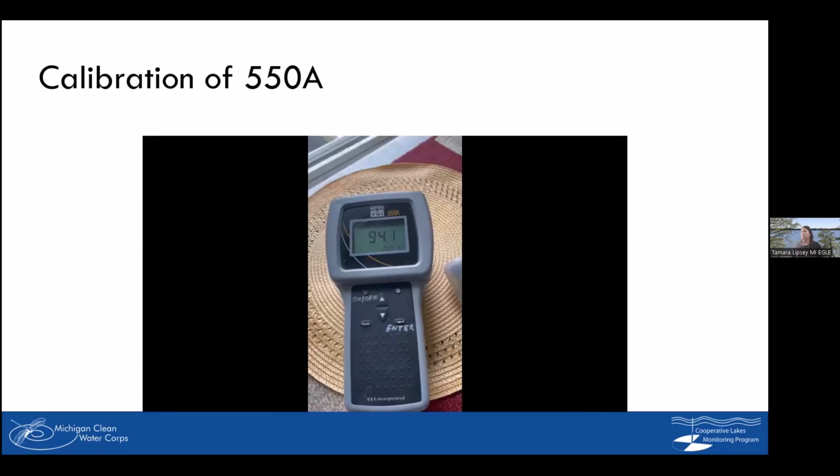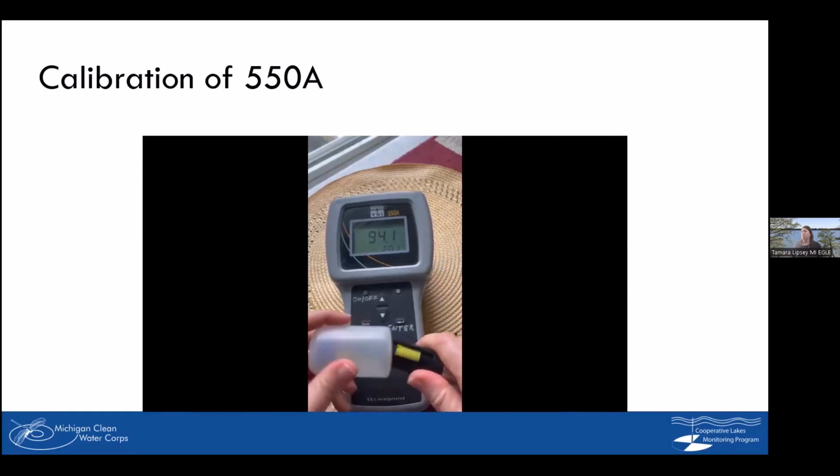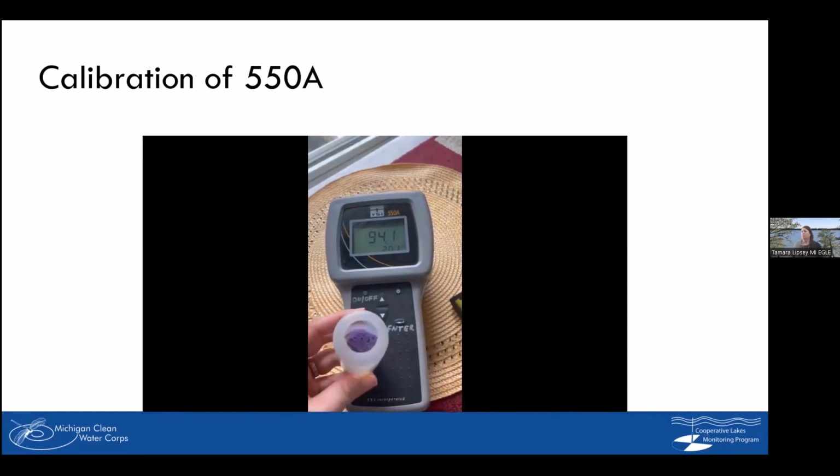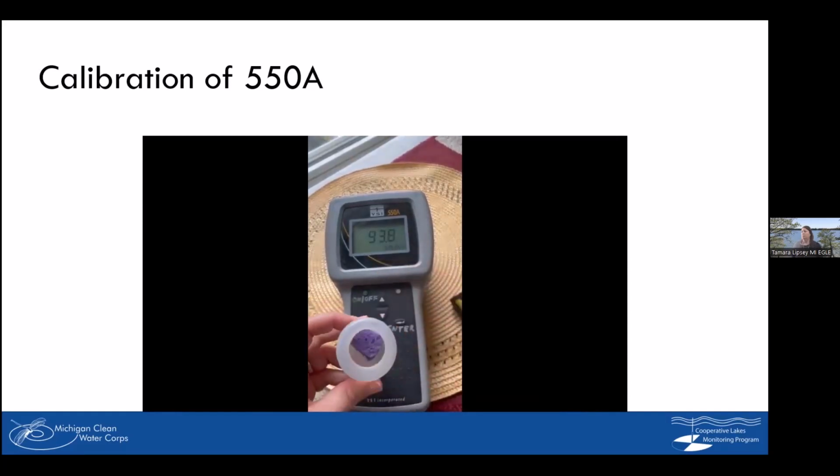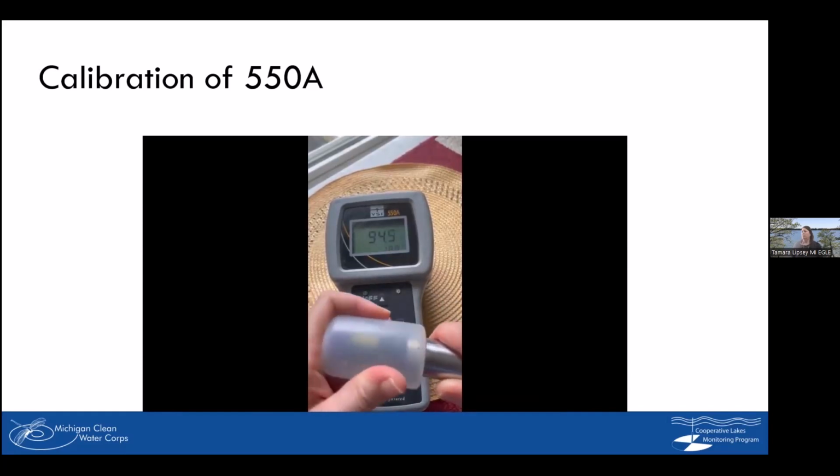The first thing to do is to turn on your unit and then let it set for about 15 minutes. I've already done that. The next thing you want to do is make sure that the sponge inside your probe cap is moist. There shouldn't be standing water, it just needs to be slightly wet. If it's dry, make sure you put a couple of drops of water in there and then replace the cap.